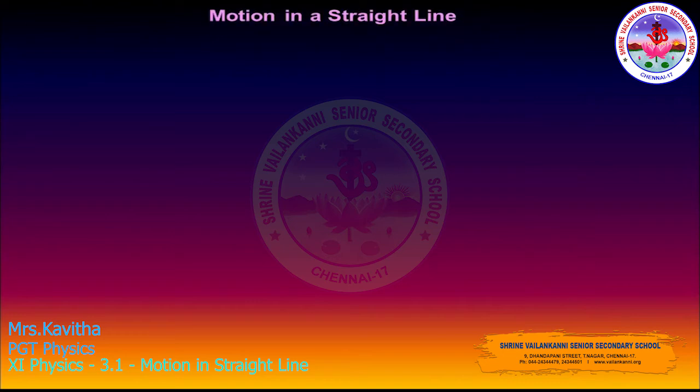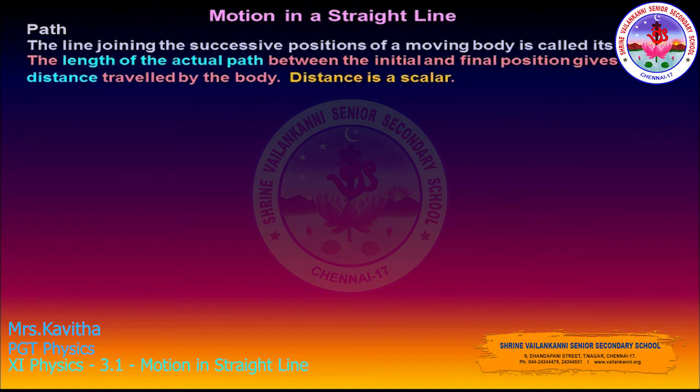Now we can see what path length and displacement are. Before this we have already seen distance, or path length, and displacement. Let us see the differences between the two. The line joining the successive positions of a moving body is called the path. The length of the actual path between the initial and the final position gives the distance traveled by the body. Distance is a scalar.